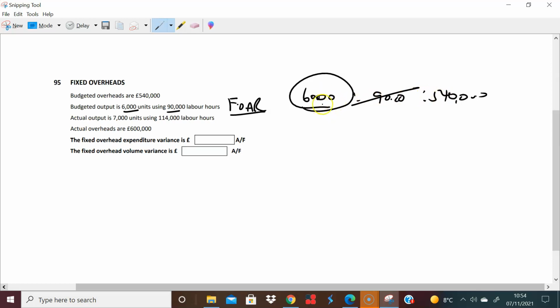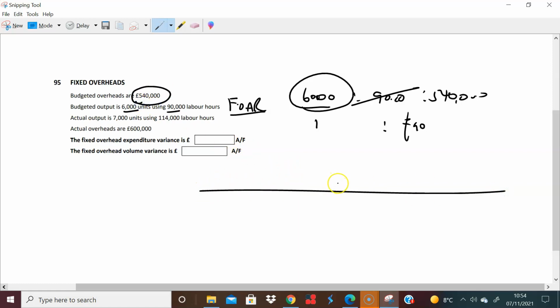I'll show you here. What you're saying is that for every unit that you make, you will be putting in, I mean, the variability is the same even if you use hours. You will be using 540,000 divided by 6,000, which is £90. You're assigning £90 to each unit of fixed overhead. That's what you're saying, right? That's simply it. So when you make 7,000 units, remember your budgeted overhead is just 540.